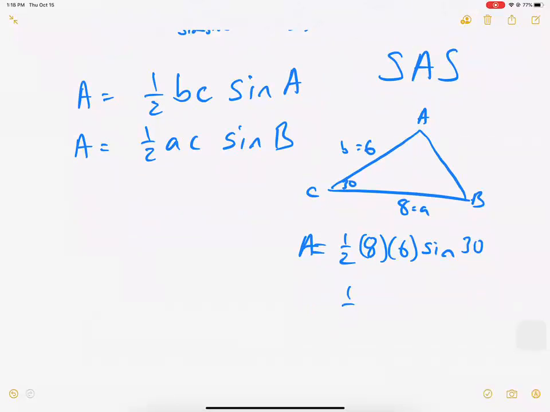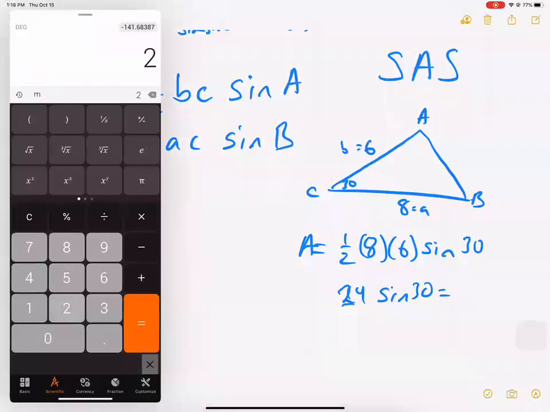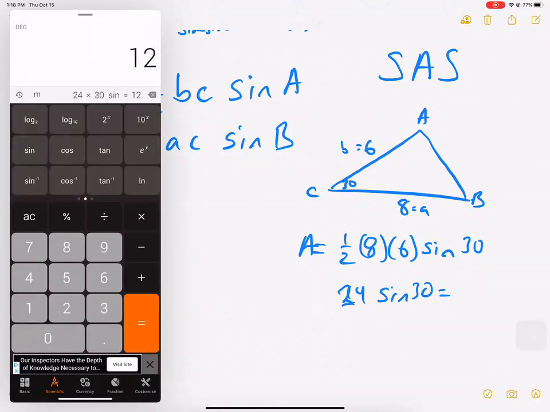So 1/2 of 8 is 4, 4 times 6 is 24, and 24 times sine of 30. Let's pull out the calculator. 24 times, remember my calculator, I always type out the angle first, 30 sine equals, and we end up with the answer 12. 12 units squared. Please write units squared. So we know these aren't meters, some one-dimensional thing, right? These are 2D area. Okay.